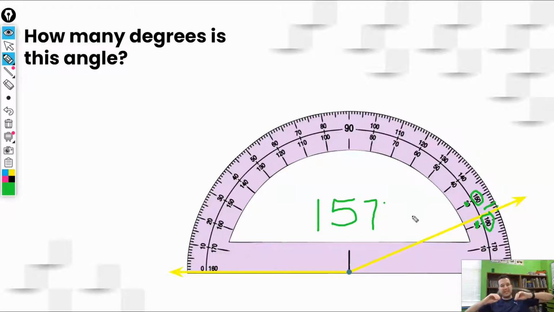But I would say the best measurement is probably 157 because here's 160. This would be 159. This would be 158. And then 157 would be where I can't see, right? Where the ray is covering up.